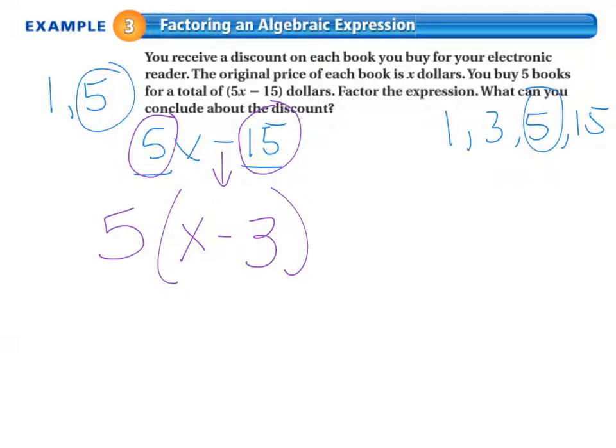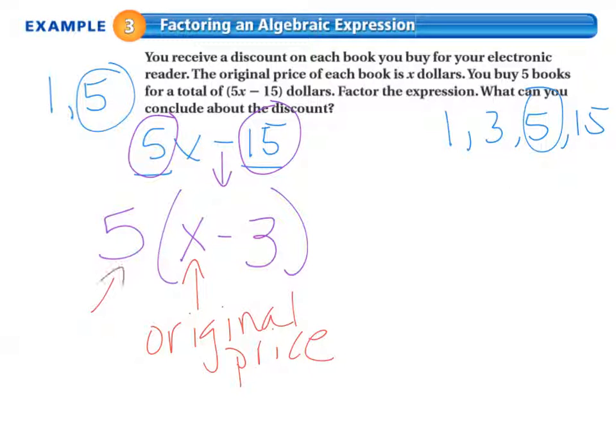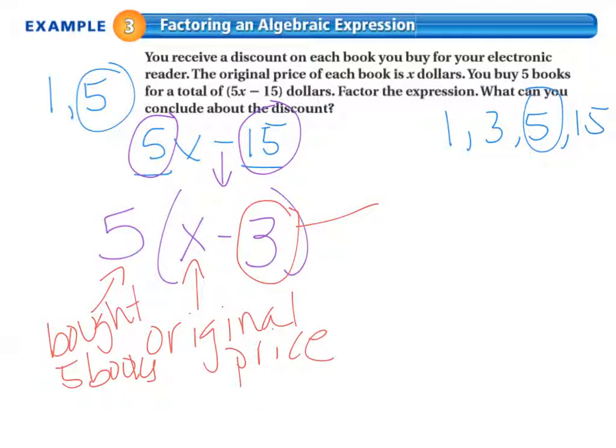Now we need to answer the question, what can you conclude about the discount? Well, if I look back up in the story problem, it said the original price of each book is x dollars. 5, that's how many books I bought. What does that mean? Well, this 3 here tells me how many dollars they took off of each book that I bought. So that's my discount. That means I got $3 off per book.